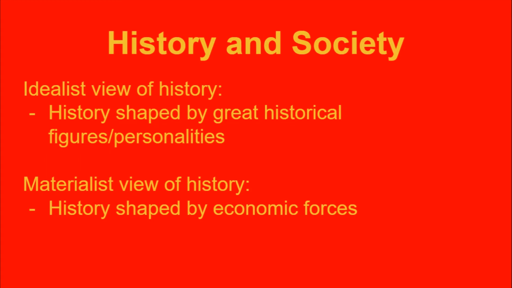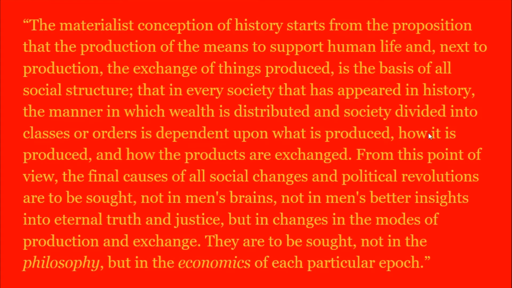So Engels sums this up quite nicely at the start of section 3 of his book by saying that, quote, "The materialist conception of history starts from the proposition that the production of the means to support human life and, next to production, the exchange of things produced, is the basis of all social structure, that in every society that has appeared in history, the manner in which wealth is distributed and society divided into classes or orders is dependent upon what is produced, how it is produced, and how the products are exchanged.